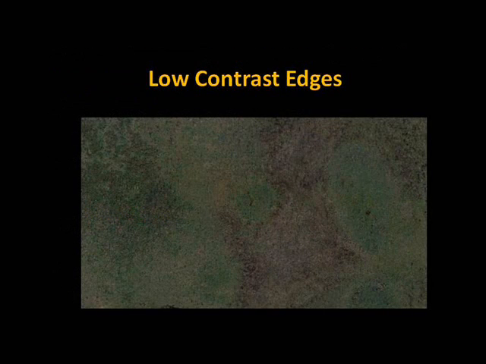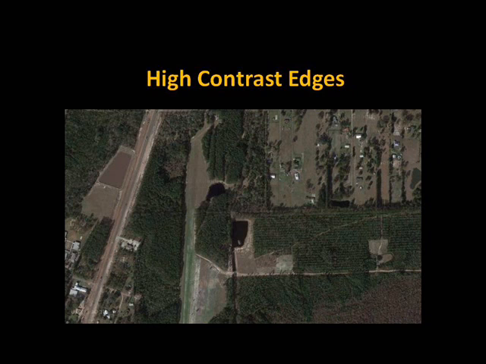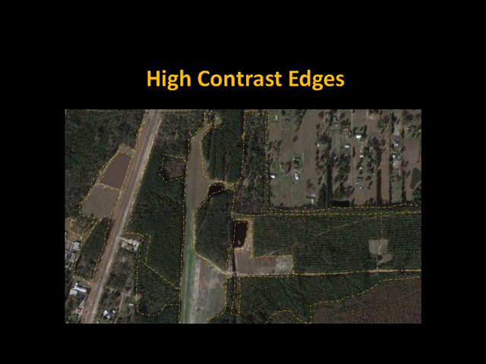This aerial image of natural communities located in the Apalachicola National Forest depicts low contrast edges. By way of comparison, this aerial image of a suburban landscape depicts high contrast edges.